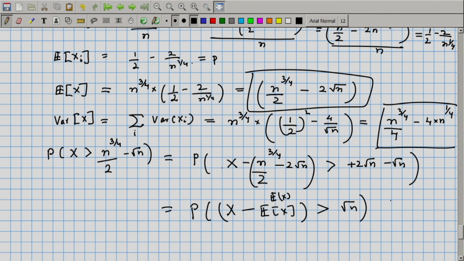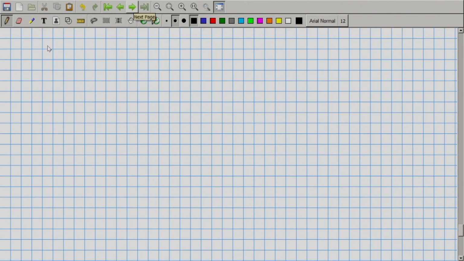So, this probability by Chebyshev bounds we can say that it is going to be less than variance of x divided by a square, a is root n here. So, that is going to be less than n raised to 3 by 4 by 4 minus 4 n raised to 1 by 4 by n. Okay. So, that is clearly less than n raised to 3 by 4 by 4 n. Okay. So, we know that probability of the bad event, that is E31, is less than 4 n raised to 3 by 4 by n. So, this is equal to 4 by n raised to 1 by 4.